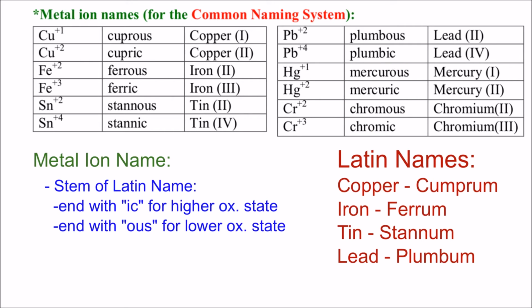Now, mercury and chromium are a little different. Mercury's Latin name is hydragyrum, but for the common naming system, we just abbreviate from mercury, so we have merc. And then chromium doesn't have a Latin name. It actually comes from the Greek word chroma, so we just take the stem of chromium and have chrome for our Latin stem, if you will. Okay, so if we use copper here as our example, here's the +1 version, here's the +2. "Ic" is for the higher oxidation state, so the 2 is higher or larger than 1, so the ending is "ic" here, and "us" for the 1.